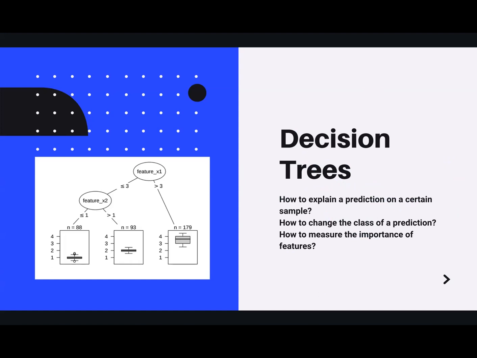Can you please repeat the question? It's written here. How to explain a prediction on a certain example for the case of decision trees. Can I give it a try? Yes. So you have a decision tree. How can you explain why did we refuse you?